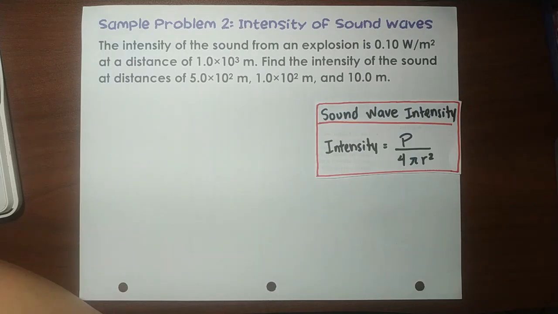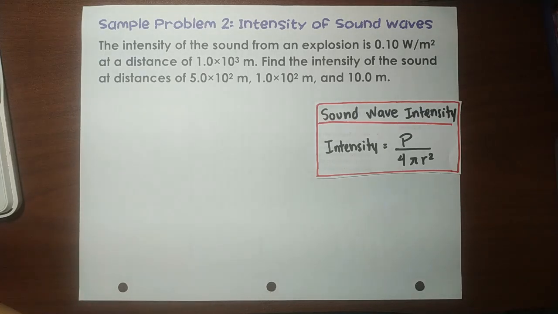Okay, let's do one more example of intensity of sound waves. Now, this time take a look. The intensity of sound from an explosion is 0.10 watts per meter square at a distance of 1 times 10 to the third power meters. Find the intensity of the sound at distances of 5 times 10 to the second power meters, 1 times 10 to the second power meters, and 10 meters.